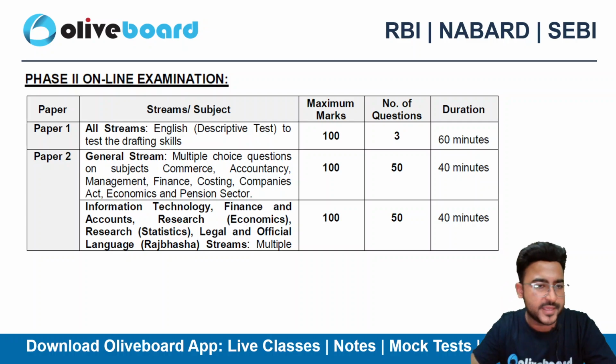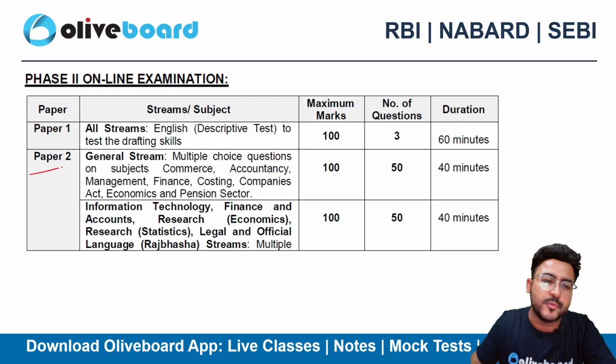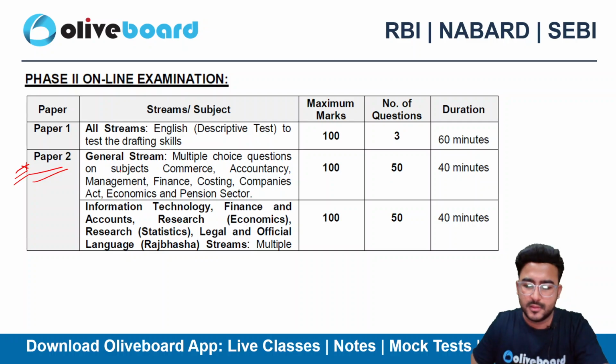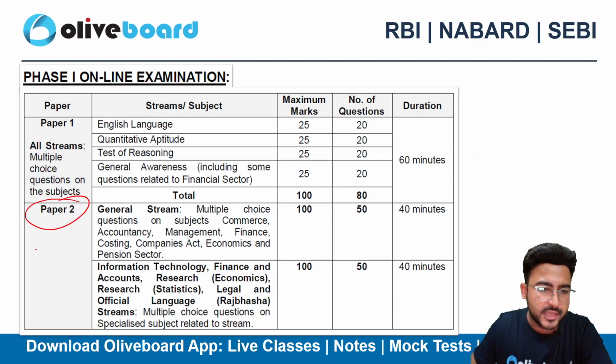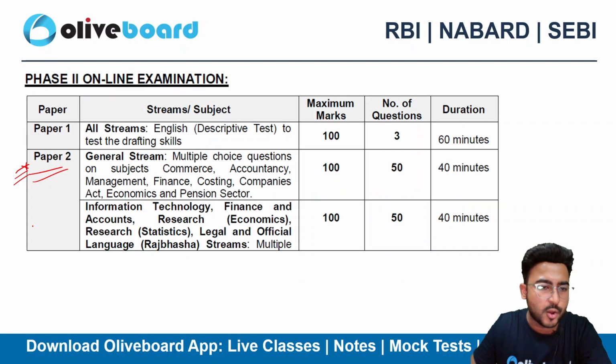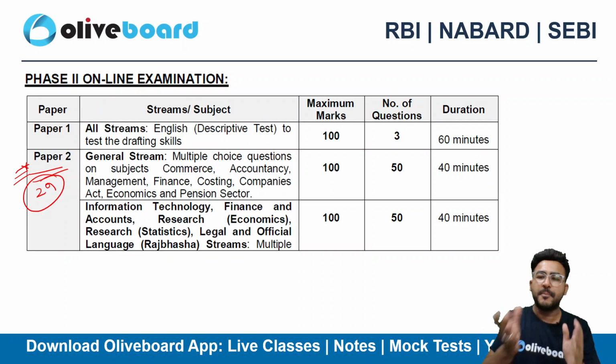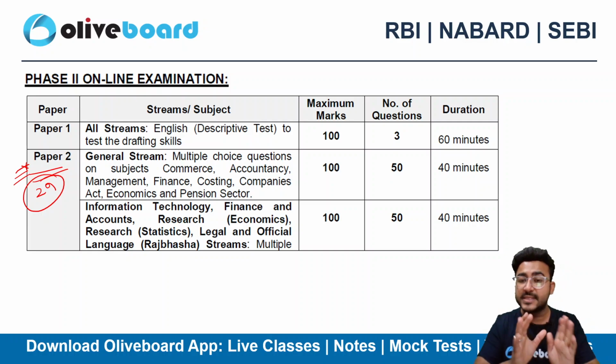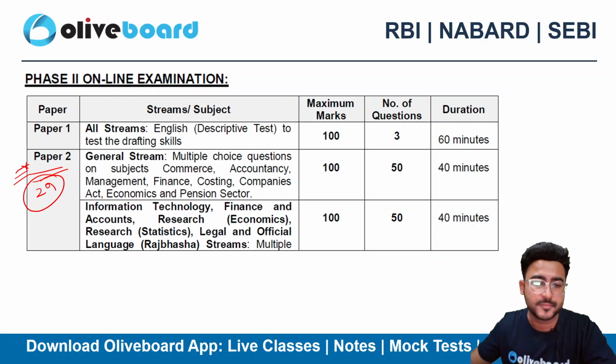इफ आई टॉक अबाउट फेज 2, द बेस्ट पार्ट इज पेपर 2. We have already covered paper 2 very well in these 72 days. Now again we do have 29 more days to strengthen our grip on the paper 2 part, right? That's the best part of this examination. So again you'll be studying these subjects.